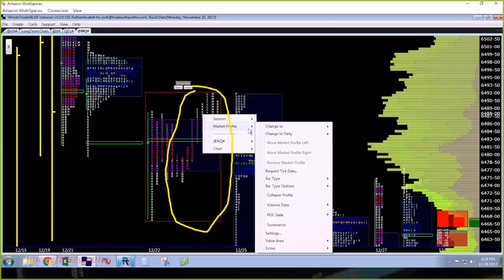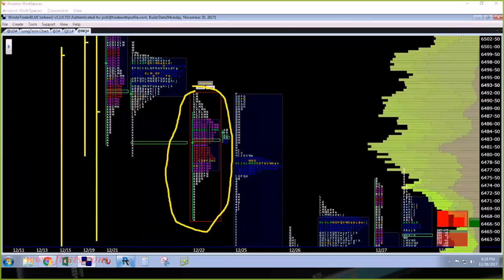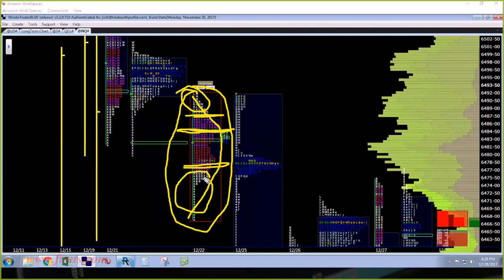But then when you collapse it, you start to see that it actually takes on the shape of a bell curve, and it actually has a statistical mean. We call this a point of control. And then there's a value area around that where 70% of that trade took place. So that means that all of the prices up here were above value, and all the prices below here were below value on that day.